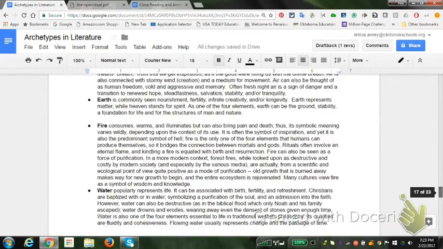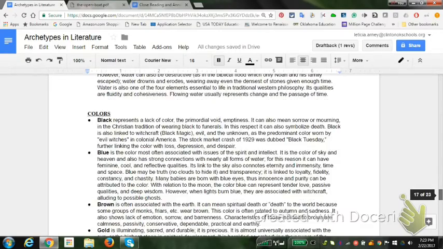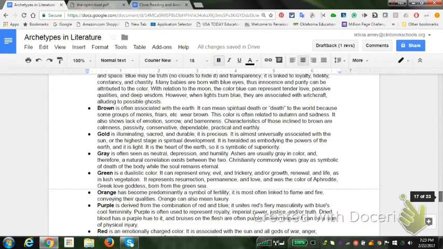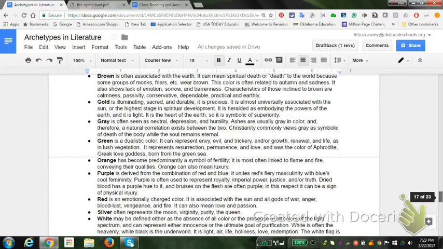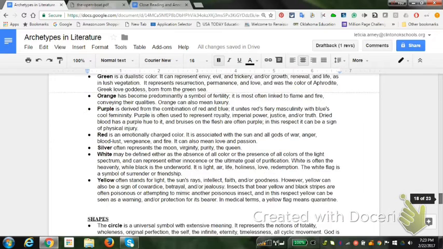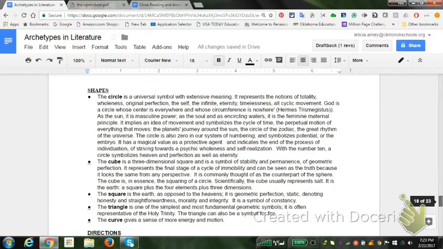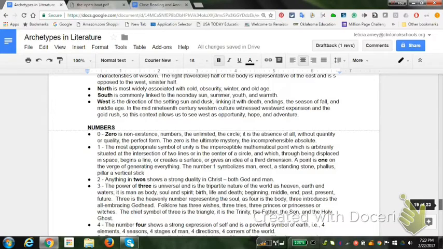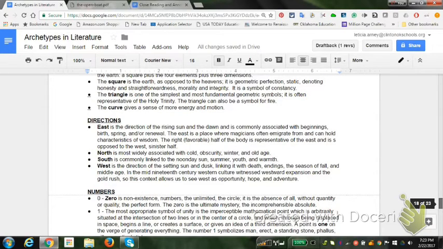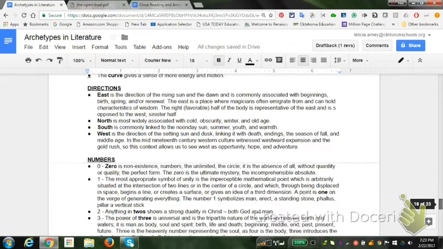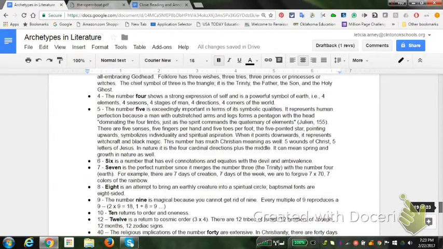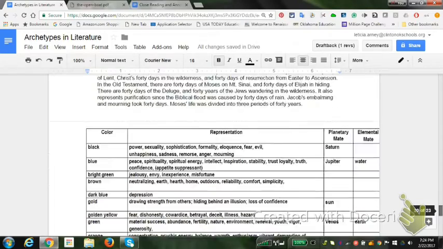Here are the 4 elements: earth, fire, water. Here are colors. Okay, you have black, blue, brown, gold, gray, green, orange, purple, red, silver, white, yellow. There are going to be colors in there. They all have meaning to them. What is the meaning? And at the bottom, this list is pretty cool. It gives you shapes, directions. There's a part in here where he talks about east, looking east at the bottom of that first page. Numbers have symbols. Here's more about colors.